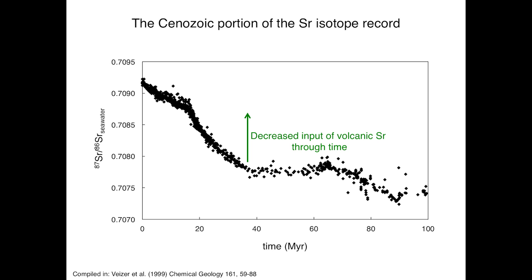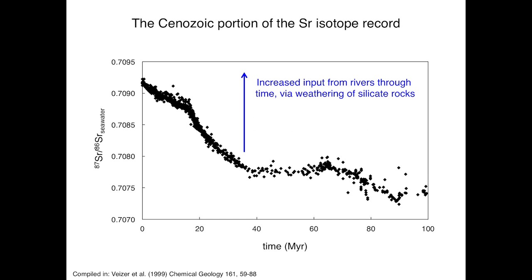But the more interesting thing for us then is the opposite of that. We know that the continents are enriched in rubidium. They've been enriched in rubidium, many parts of them, for a long time. They therefore have lots of 87 strontium because that rubidium's been decaying away for a long time. And so this rise could be due to the increased input from rivers to the oceans through time via increased weathering of silicate rocks.